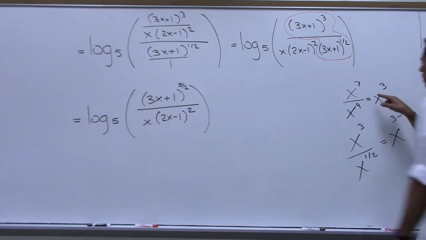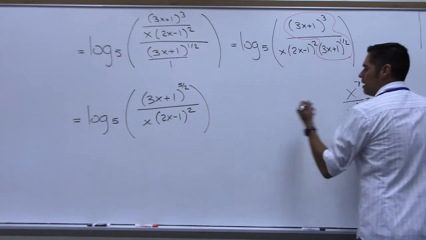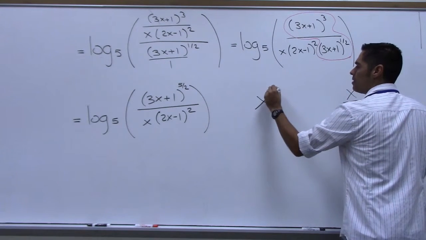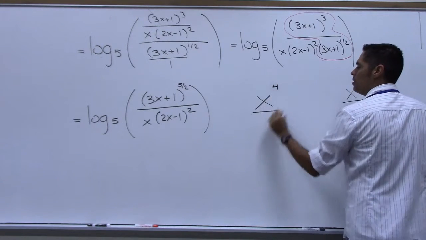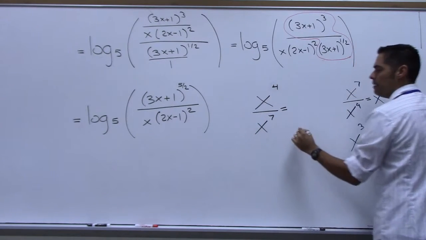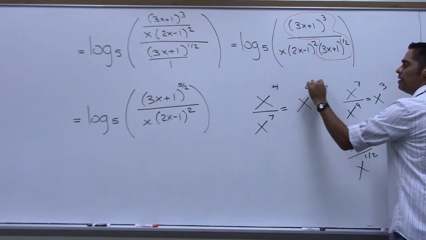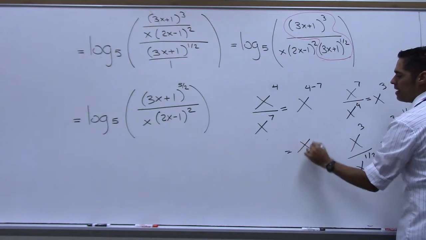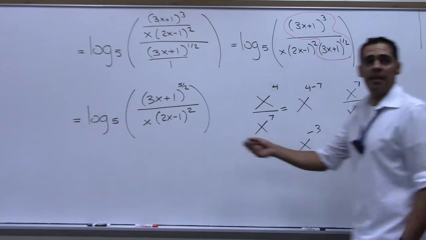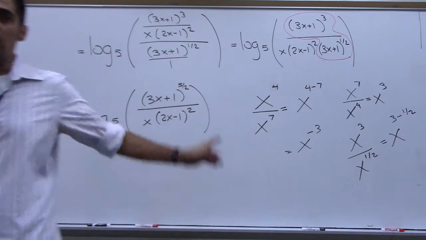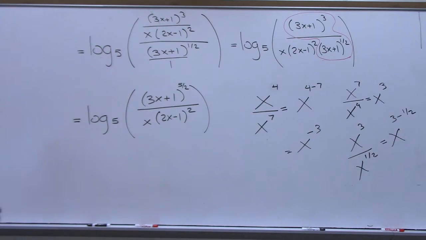So look, if it would have been 1 half on top and 3 on the bottom, you would have done it this way. What do you get if you do x to the 4th over x to the 7th? It's x to the 4 minus 7, right? Which is x to the negative 3, which brings it to the bottom. All right, this is the correct answer. You have a homework problem similar to this problem.